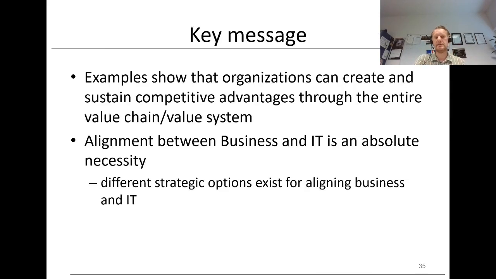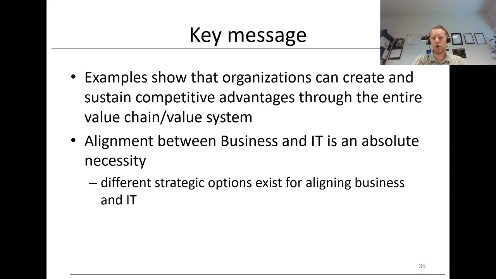The key message is that all these examples show that organizations can create and sustain competitive advantage through the entire value chain, value system, and that the company should not focus on their internal functioning as such, but should have a broader, wider focus throughout the entire value chain. And what's really important is the alignment between business and IT. Business and IT should not be seen as separate things. They shouldn't be blended into each other. They should be fully integrated.